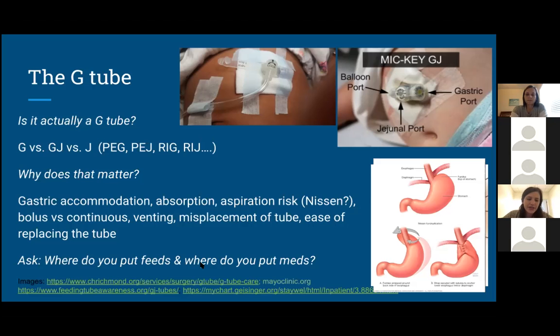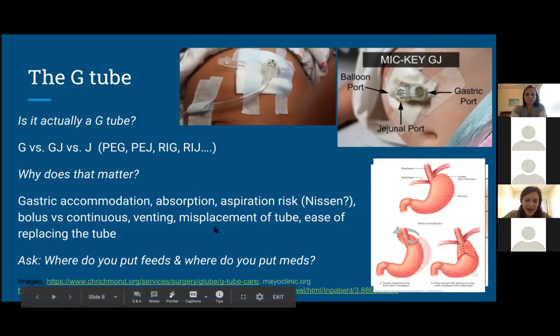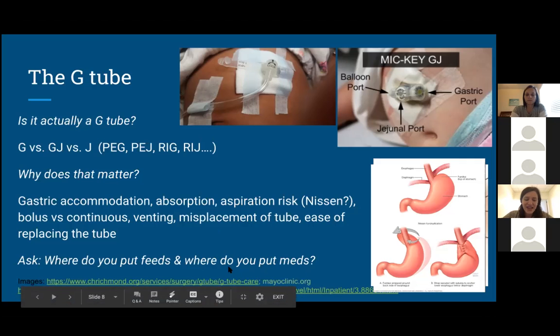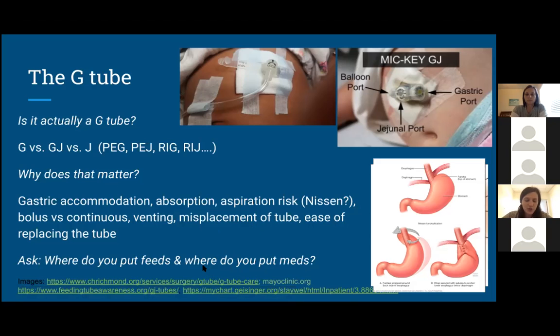And so in summary, a really important question you can ask to get to the bottom of all of this is, number one, do you actually have a G versus a GJ versus a J? And then if they have more than one, because some people have the combined GJ, or some people have a separate surgical G and a separate surgical J with two separate buttons on their stomach, you can ask them which one you put your feeds in and which one you put your meds in, because oftentimes it's different. And for absorption of certain meds, they'll put them in the stomach, even if they're getting their feeds through the jejunum for better tolerance.